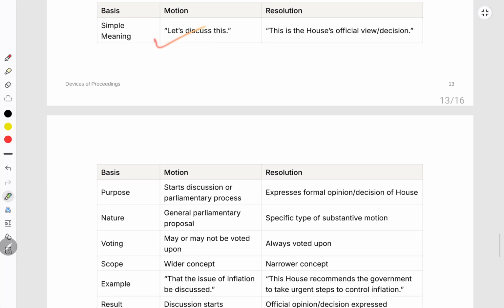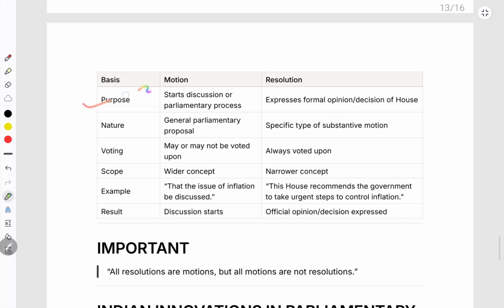So a motion simply means, let's discuss this. A resolution, we say officially, is like this is the house's official view or decision. Okay, so the purpose of a motion is to start discussion of a parliamentary process. A resolution expresses the formal opinion or decision of the house. The nature of a motion is a general parliamentary proposal. A resolution is a specific type of substantive motion. Okay, a motion may or may not be voted upon. A resolution is always voted upon.